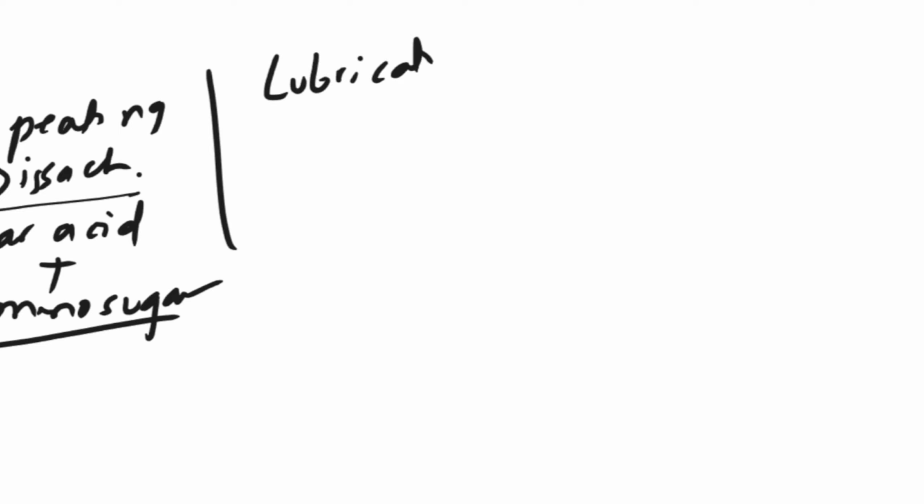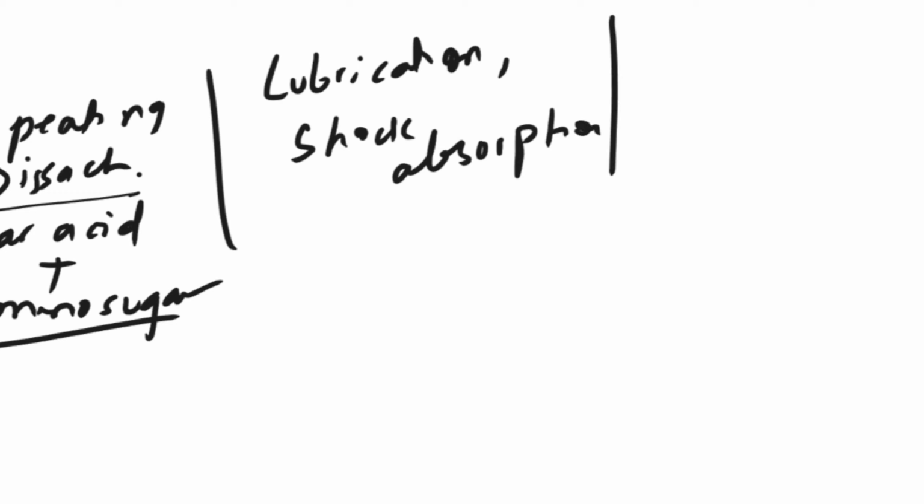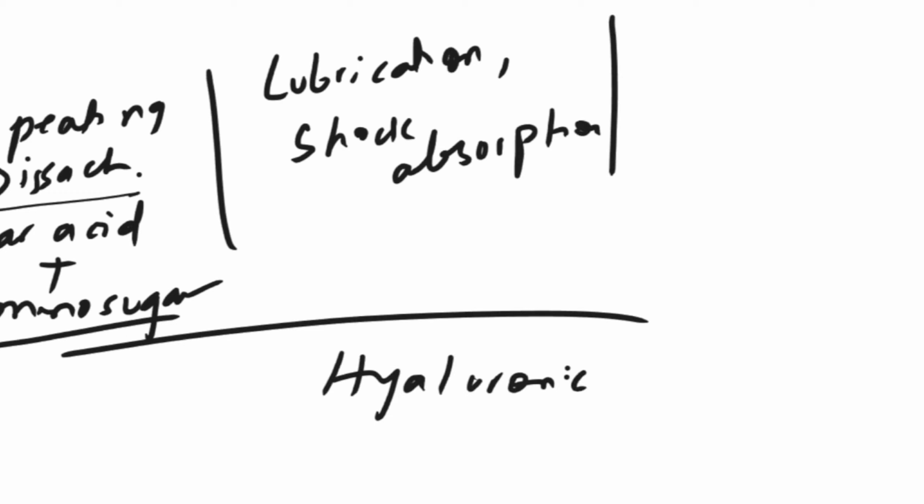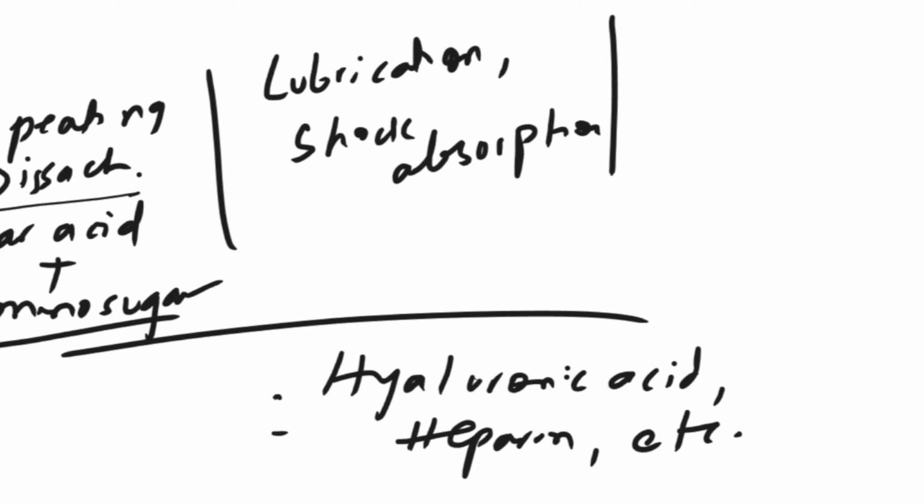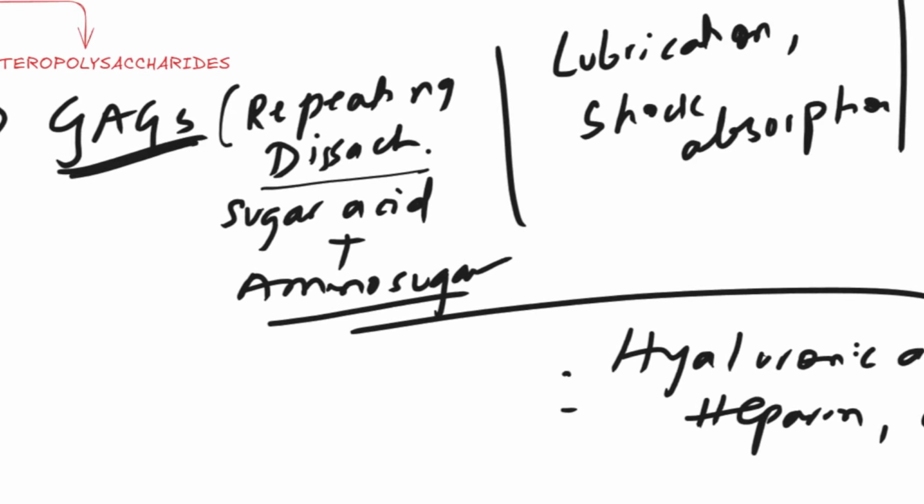They are highly negatively charged due to the carboxyl and sulfate groups. These groups attract water and form hydrated gels. They are the cement of connective tissue, providing lubrication, shock absorption, and structural support.